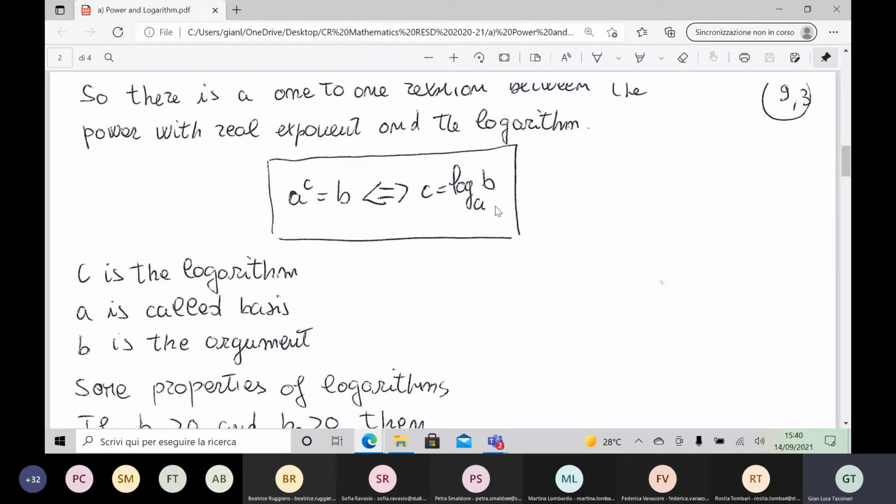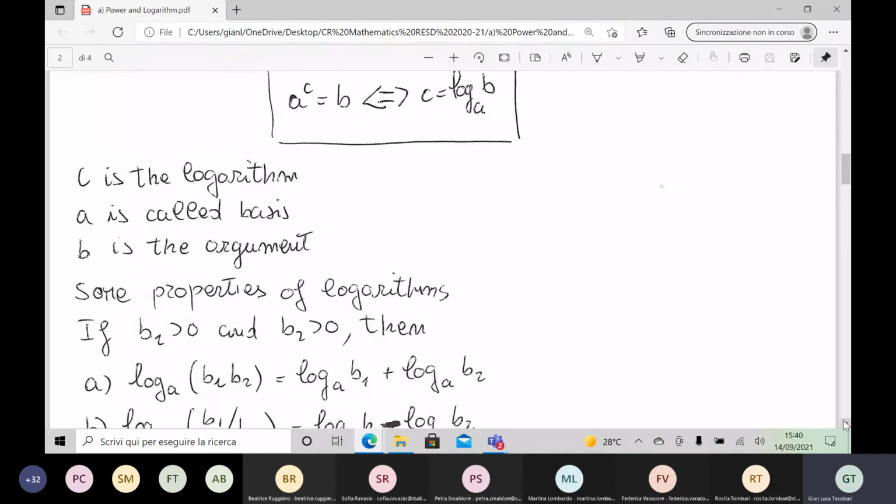So don't write because I repeated everything many times. We are going to see the properties of logarithms now. Suppose that B1 and B2 are two strictly positive numbers. Remember that the argument of the logarithm B must be strictly positive. So the logarithm with basis A of the product between B1 and B2 is equal to the sum of the logarithms: the logarithm with basis A of B1 plus the logarithm with basis A of B2.